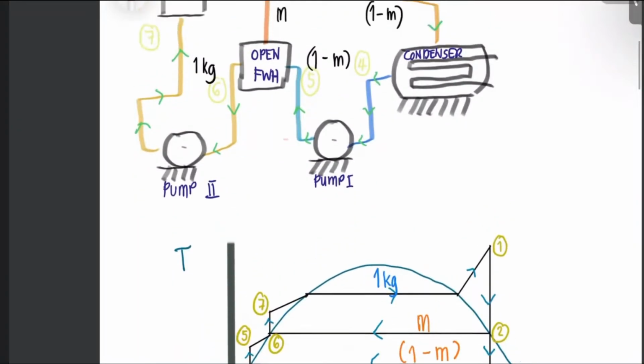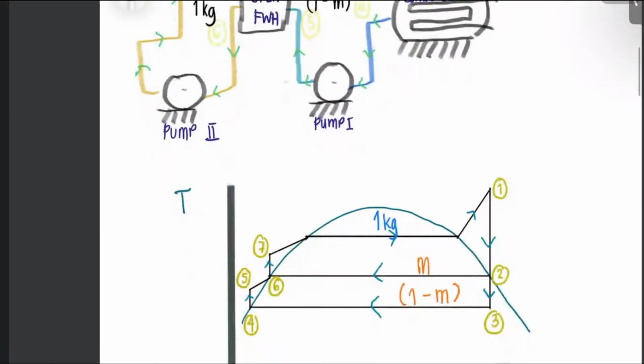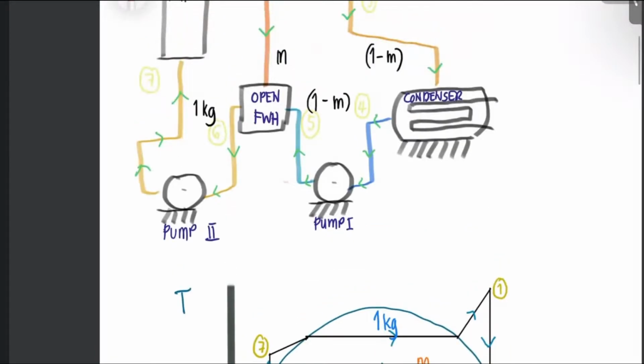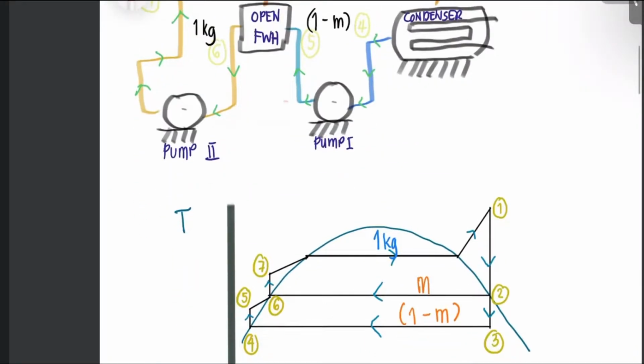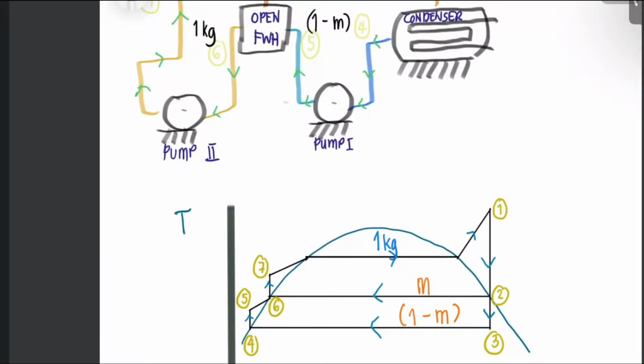2 to 3 is your, yan, separate process wherein yung mass natin papasok na dito class sa open feed water heater natin. And 3 to 4, yung condenser natin.